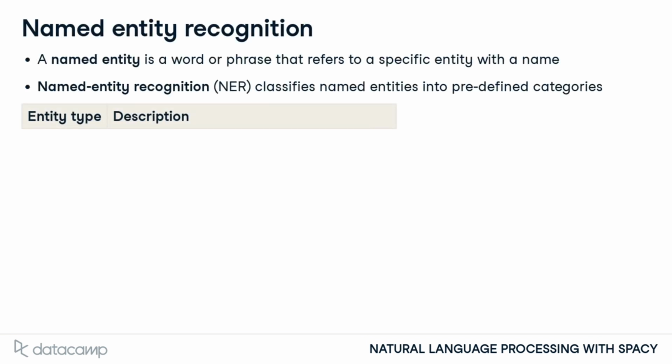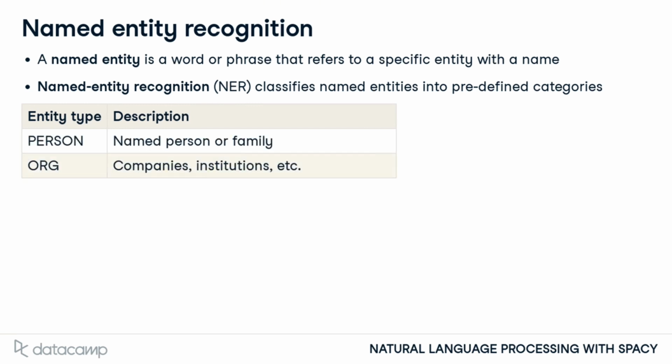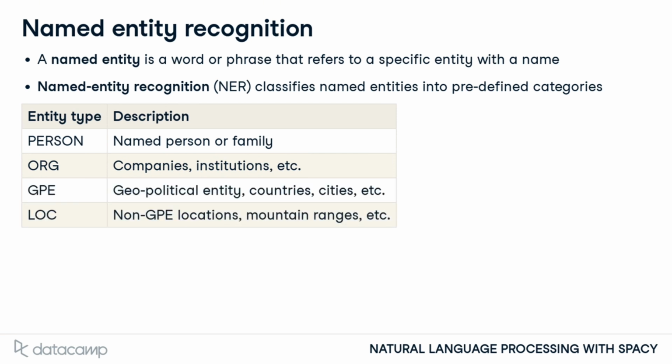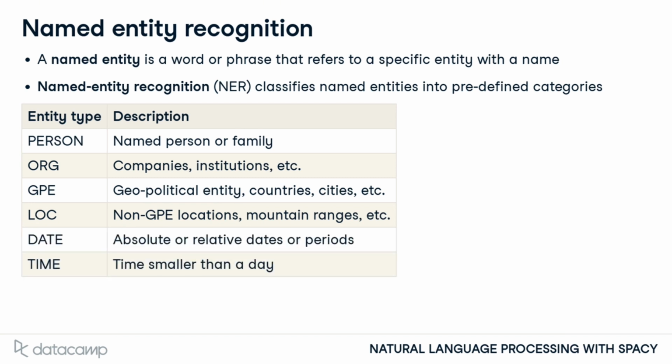A named entity is a word or phrase that refers to a specific entity with a name, such as an organization. Named entity recognition, or NER, is an NLP task that classifies named entities found in an unstructured text into predefined categories such as person names. spaCy supports a wide range of entity types such as PERSON to represent a named person, ORG to represent a company, GPE for a geopolitical entity like a country, LOC for other locations such as mountain ranges, DATE, and TIME.